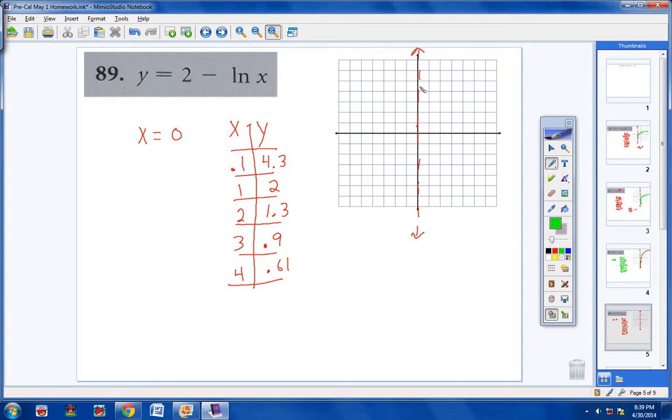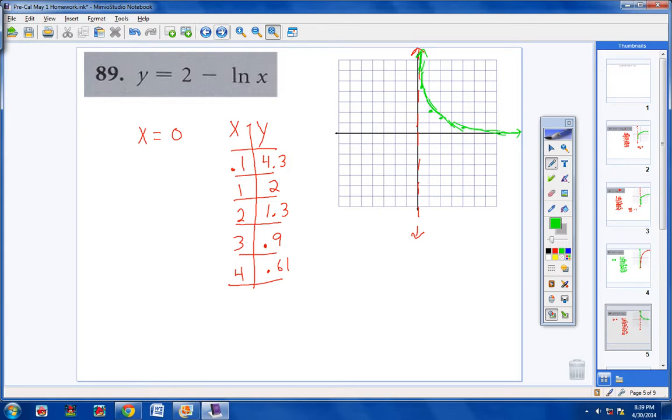0.1 is up at 4.3. And then 1 is up at 2, and then 2 is 1.3, 3 is at 0.9, 4 is at 0.61, and there we go. So there's the graph coming down, hitting here, and there is no horizontal asymptote, so as it goes further to the right, it will continue to get lower and lower. And then we have the graph getting closer to the vertical asymptote. Okay, so there's the first 4.